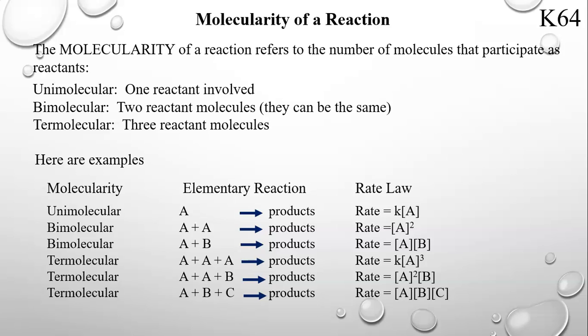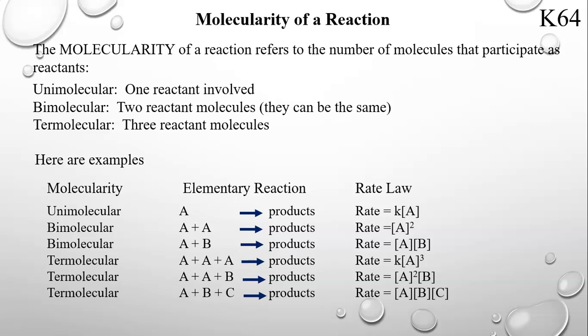So for molecularity, unimolecular, you have a single elementary reaction, A. Therefore, since you just have one reactant, it's first order, and the rate equals k times the concentration of A. For bimolecular, if you have A plus A, like hydrogen plus hydrogen forming a hydrogen molecule, the rate would be k times the concentration of A squared. Bimolecular could also be A plus B, two different atoms or molecules combining, and the rate is k times the concentration of A times the concentration of B.